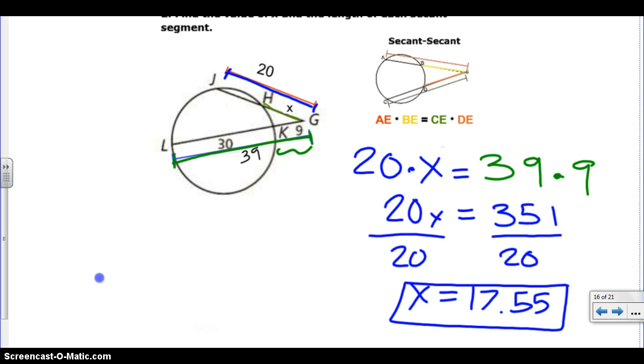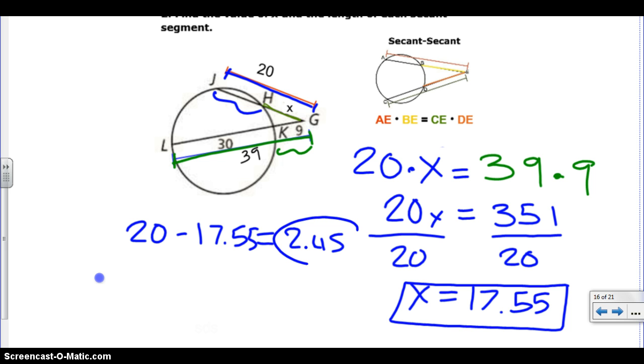So there you go. And then to find the length of each secant segment, you're lucky because LK was already given to you and KG was, so you actually only have to find JH, which in this case is just 20, because that's the whole piece, minus our x, which we found to be 17.55, to give you 2.45. And that would be the length of JH. And you're well on your way, cruising.